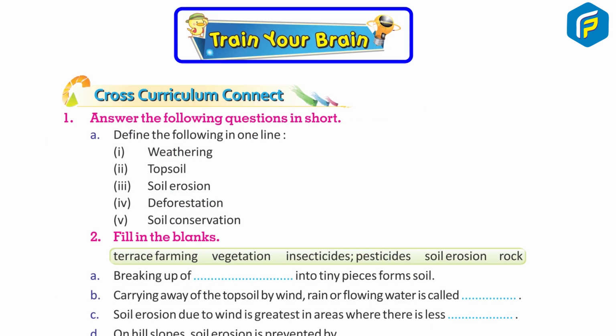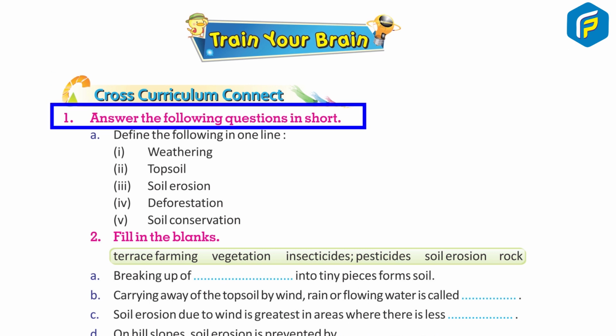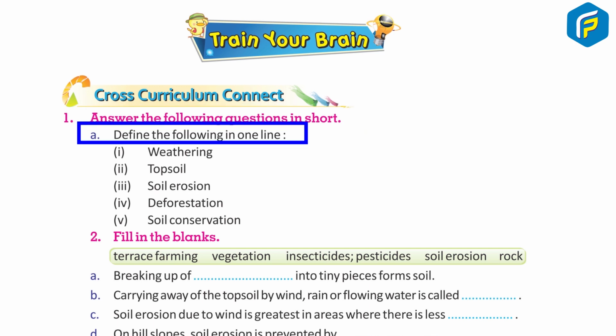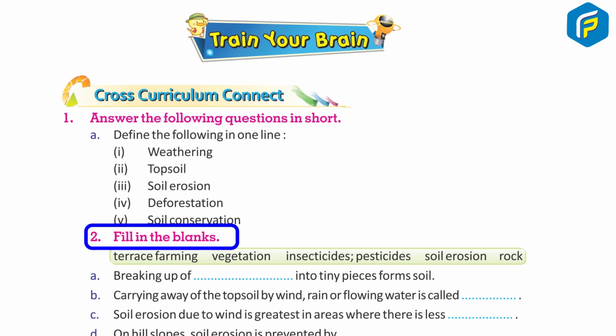Train your brain. Cross-curriculum connect. 1. Answer the following questions in short. A. Define the following in one line. 1. Weathering. 2. Topsoil. 3. Soil erosion. 4. Deforestation. 5. Soil conservation.